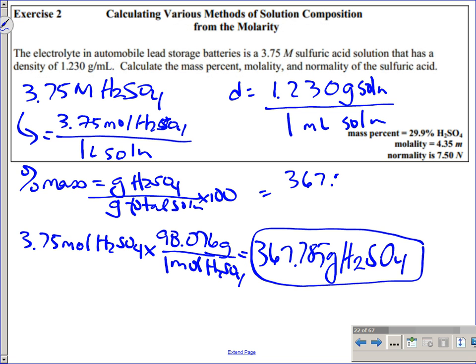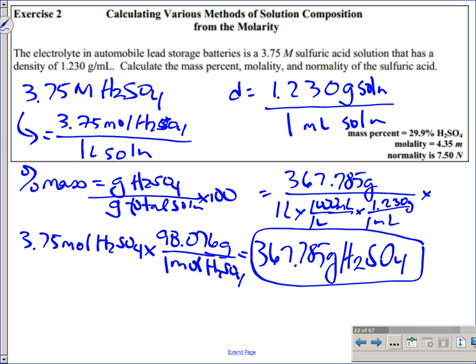1,230. How do you get that? Okay, so I'm just going to write that down here. So 1 liter times 1,000 milliliters. And the density is 1.230 grams per 1 milliliter, times 100. All right, so this down here was what again? 1.230 grams total solution.